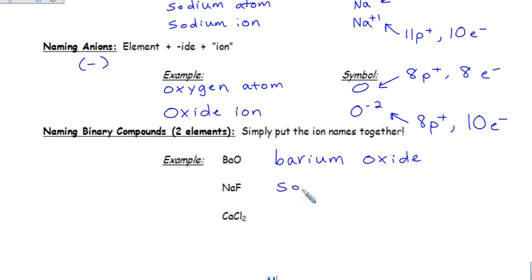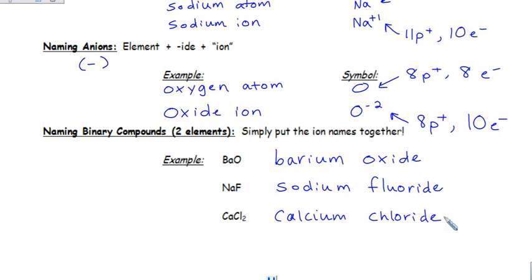Sodium stays the same, and then fluorine turns to fluoride. Fluoride instead of fluorine. And finally, calcium, and this would be chloride. Done. Super easy, right? The first element is the cation. You just write its normal name. The second element is the anion, the negative, and you change the ending to IDE.